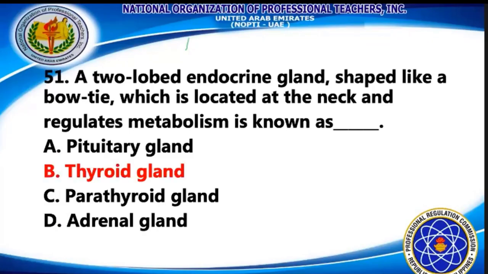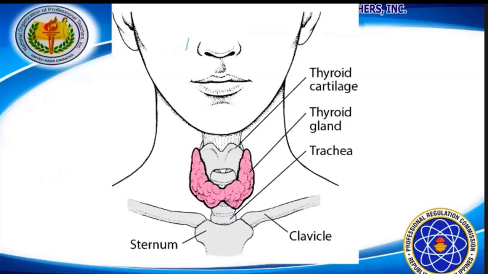thyroid gland. Okay? So the thyroid gland, ito siya, is one of the endocrine or ductless glands which is located at the neck. Okay? Ano yung hormones na sinisecret ng thyroid gland? Thyroxine. And this thyroxine stimulates metabolic rates. Okay? Next, 52.